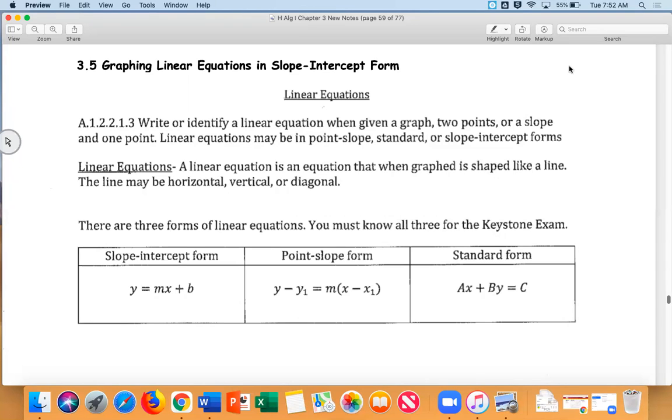So linear equations are just equations that we graph that turn out to be a line, hence the word linear. In the word linear, you're going to see the word line, L-I-N-E, okay? So these are the ones that are vertical, horizontal, or in essence, diagonal. So that's what your line looks like there. Each of these lines has a starting point, and then they have a slope corresponding to it.